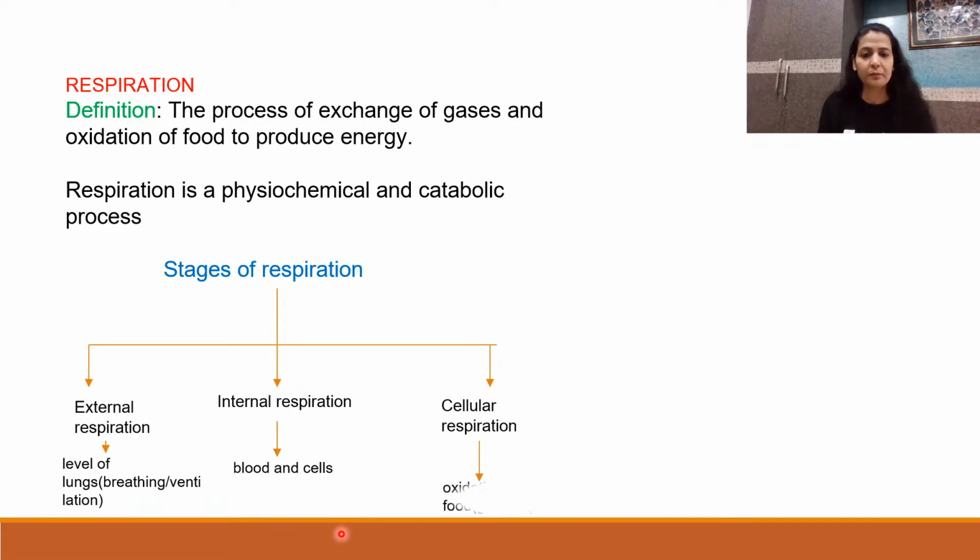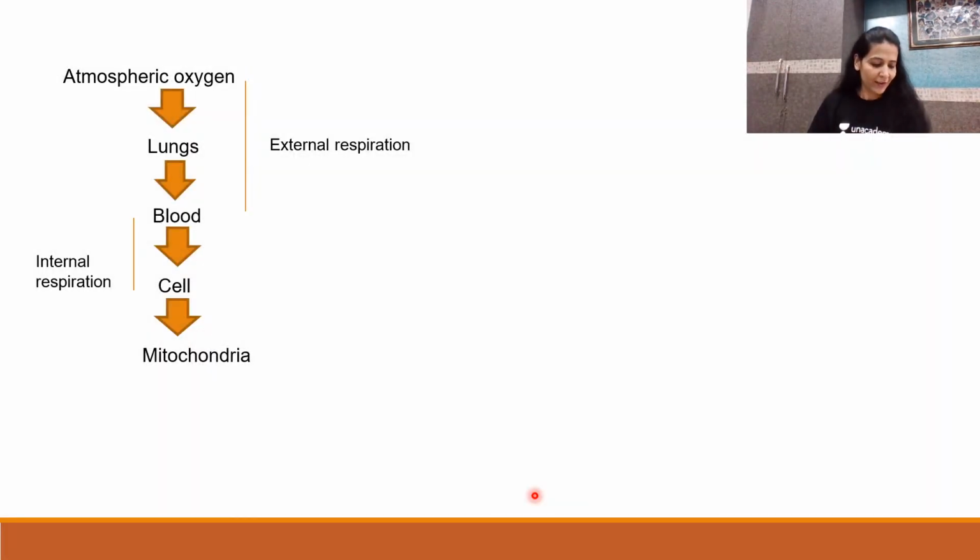And finally, the cellular respiration. Now this oxygen which has entered the cells is used for the oxidation of food or glucose, that is known as cellular respiration. So you have three stages of respiration. Number one, external respiration at the level of lungs. Number two, internal respiration, which occurs between the blood and the cells. And number three, cellular respiration, which involves oxidation of food, and it takes place in the cell. And which organelle is involved? Let me see if anyone can comment in the chat box. Yes, it is mitochondria. All right.